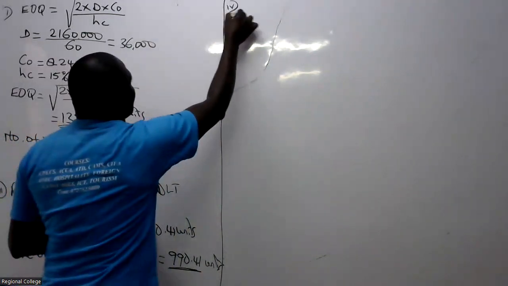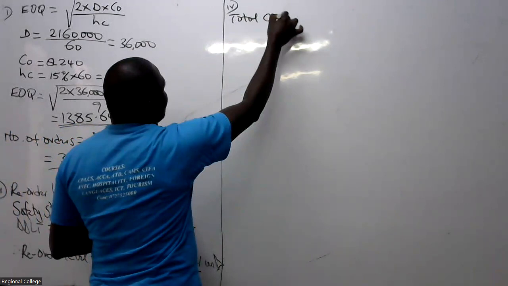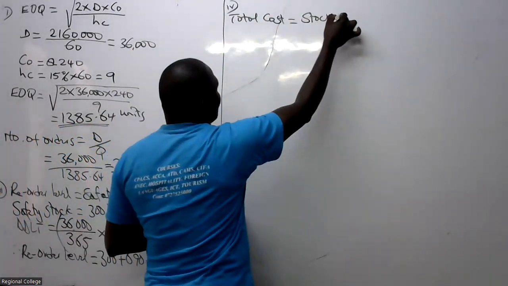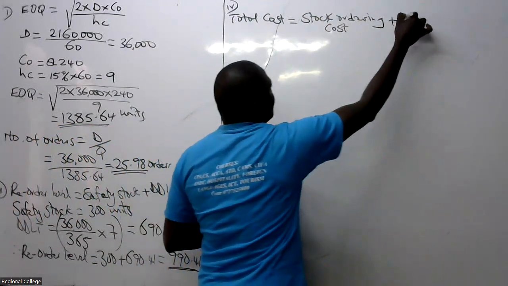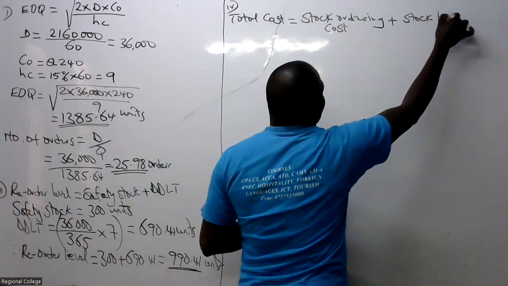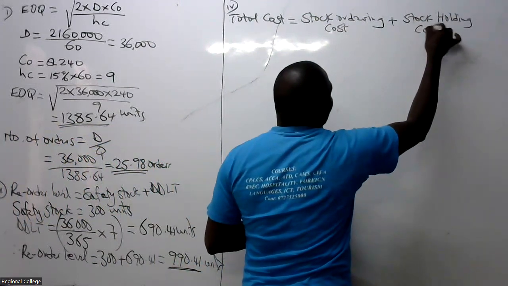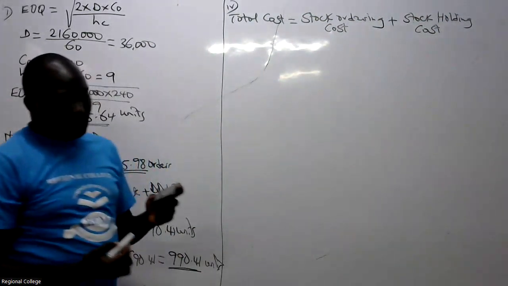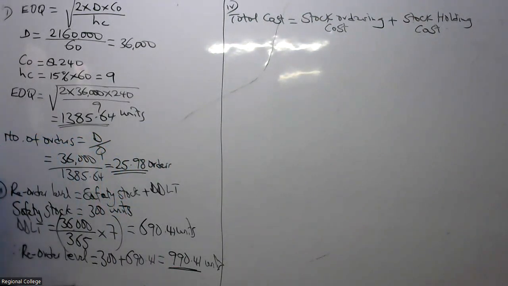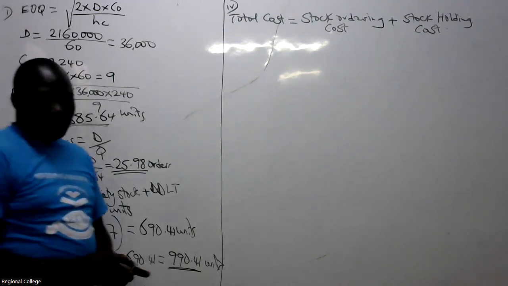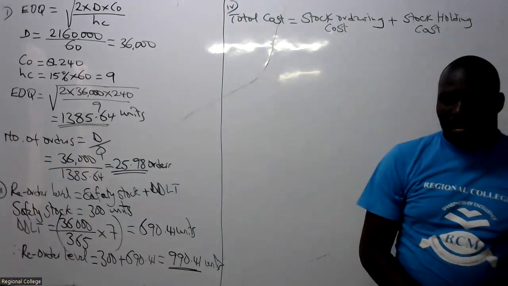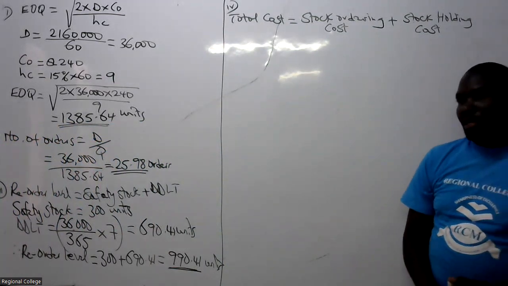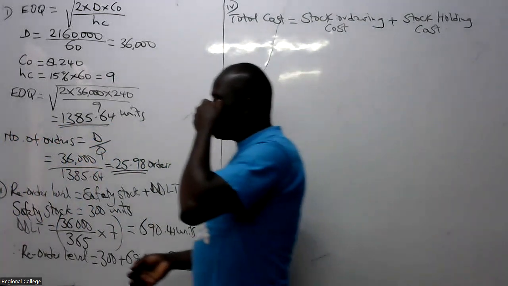Then, remember that total cost equals stock ordering cost plus stock holding cost. So our total cost is the cost of ordering plus the cost of holding.